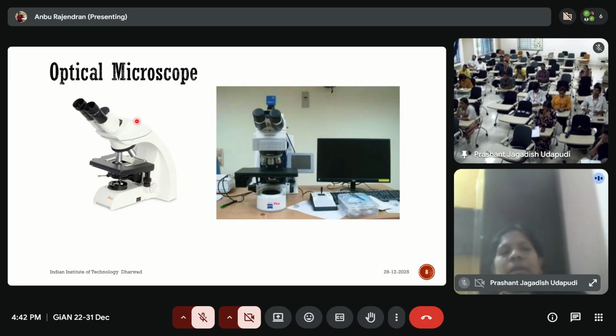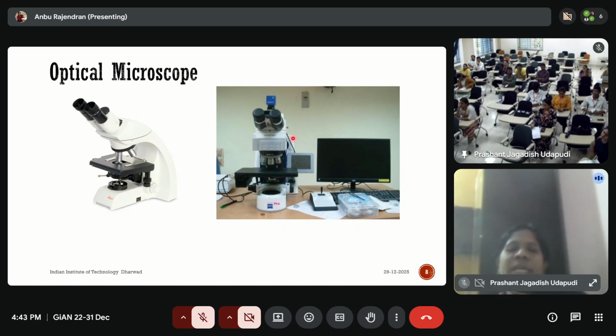So the basic microstructure analysis equipment is the optical microscope. The optical microscope can give major details. Most of the details can be obtained by this. Okay, so the standard sample preparation procedure I mentioned is required for taking microstructure using the optical microscope. So the optical microscope basically will give you the microstructure.